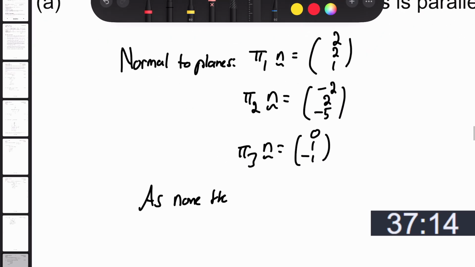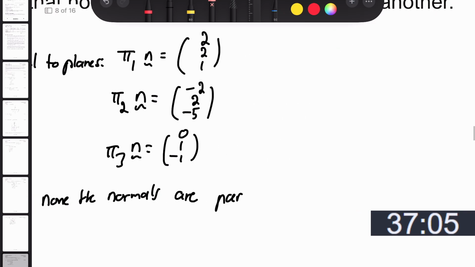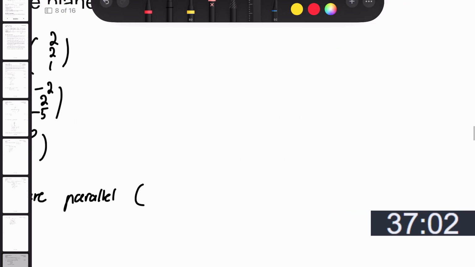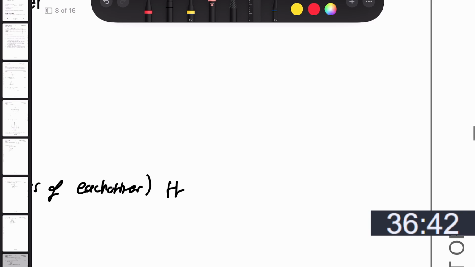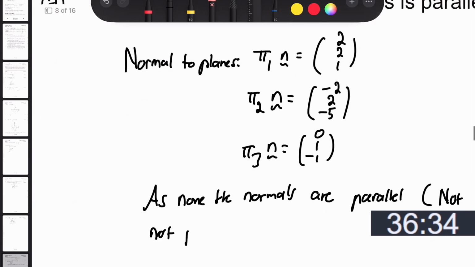So as none of the normals are parallel, i.e. they are not scalar multiples of each other, the planes themselves are not parallel.